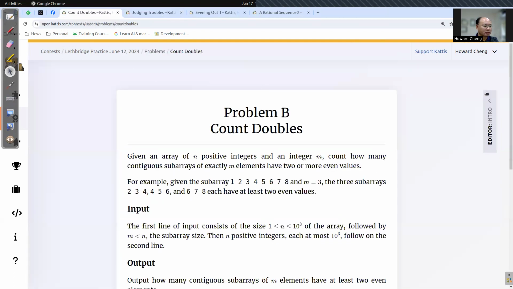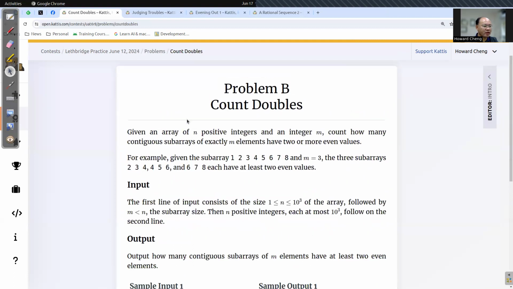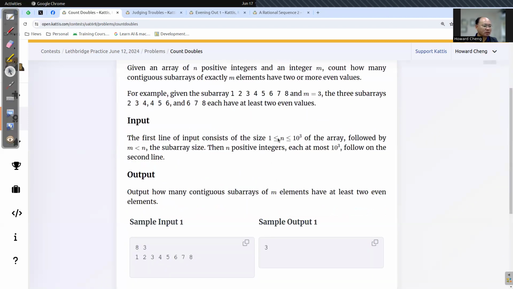Okay, count doubles. You have an array of n positive integers and an integer m. Count how many contiguous subarrays of exactly m elements have 2 or more even values. The size of the array can be up to 1,000, and m is less than n, and each number is at most 10 to the 3. You have to count how many contiguous subarrays of m elements have at least 2 even elements.